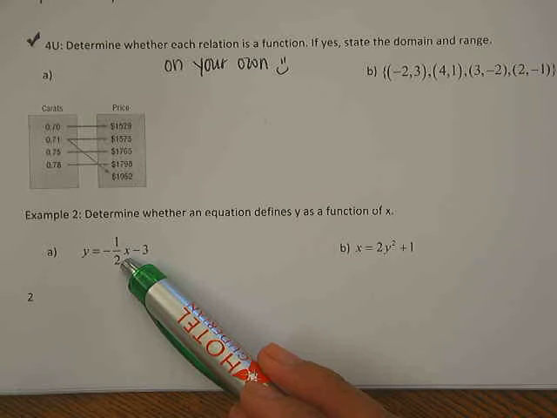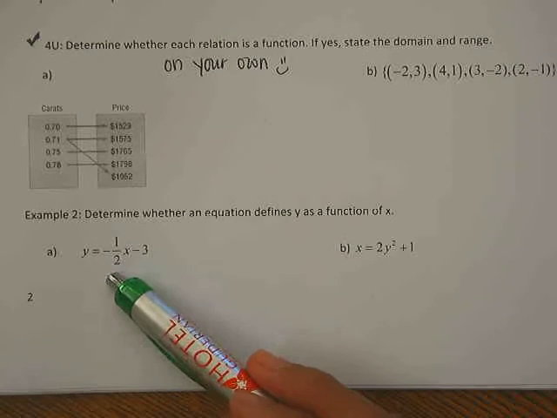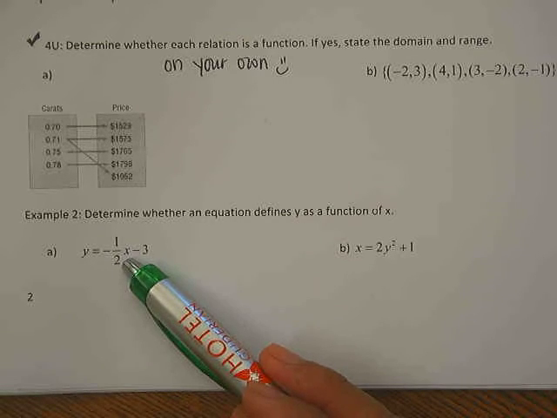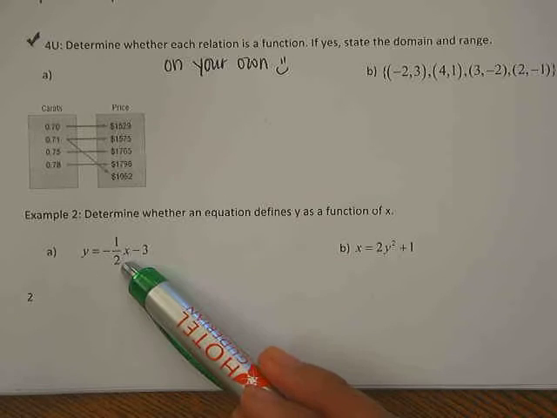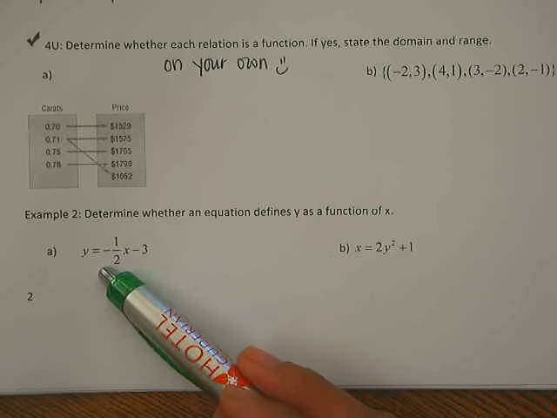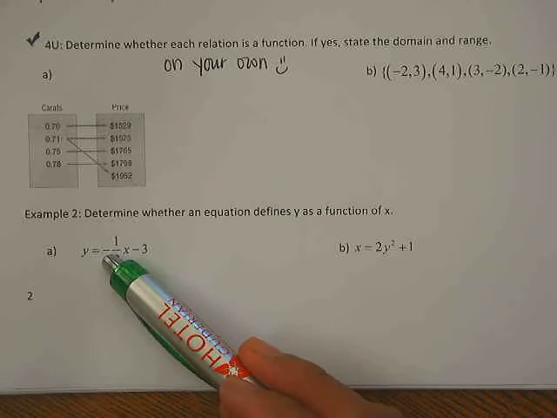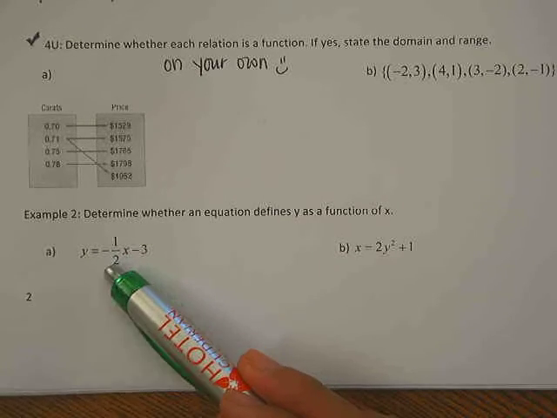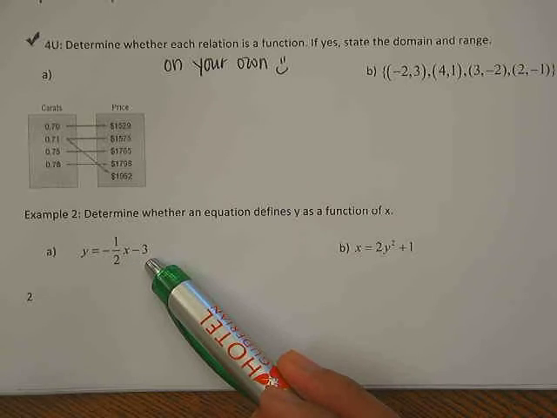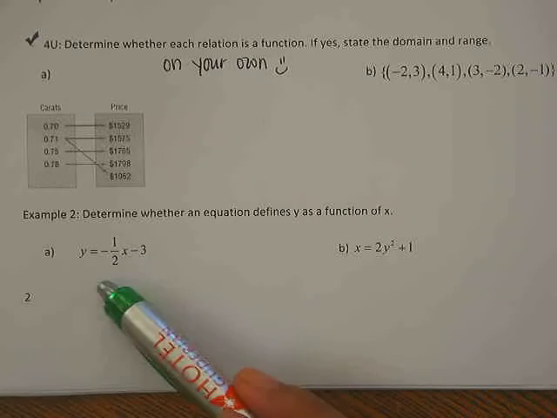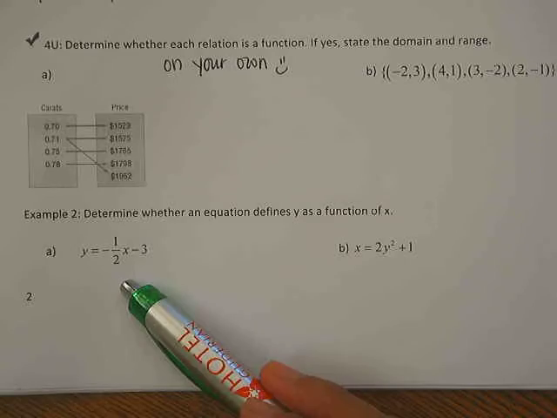Let's pick another input, like 5. Well, that's a hard one. How about 6? Half of negative 6 is going to be negative 3. Half of 6 is 3, then multiply by negative 1, so negative 3. Negative 3 minus 3 is a bigger negative, so that's negative 6. And again, that's only one output.